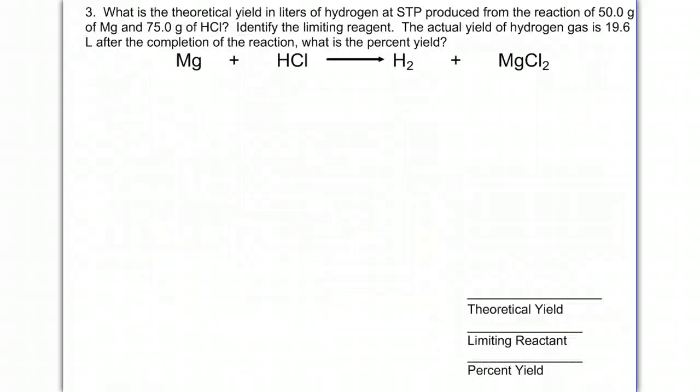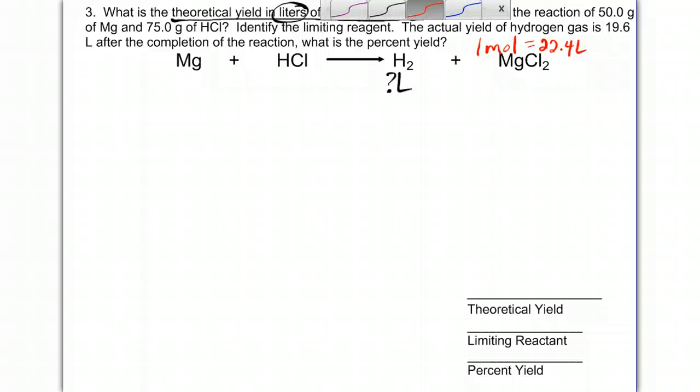Okay, number 3, what is the theoretical yield? So I'm trying to find the theoretical yield in liters of hydrogen at STP. So we're looking for hydrogen and we want to know how many liters. Remember that this means we're going to use our conversion factor: 1 mole equals 22.4 liters of any gas at STP. And hydrogen is a gas and it is at STP. So we're allowed to use that conversion factor.